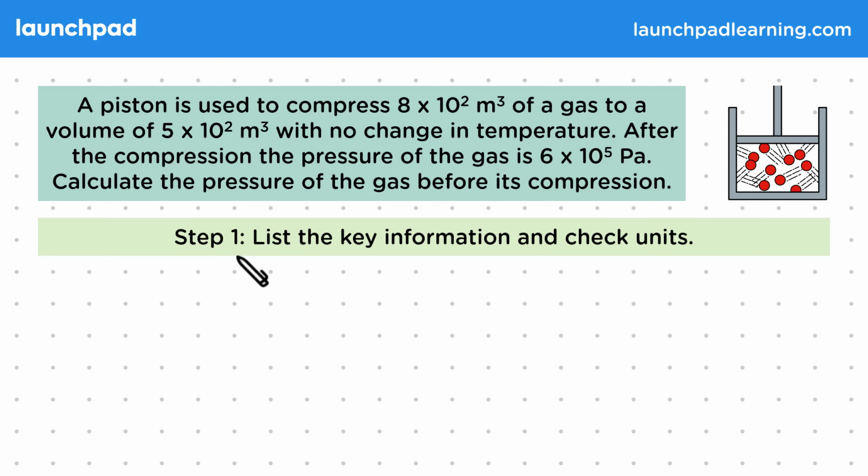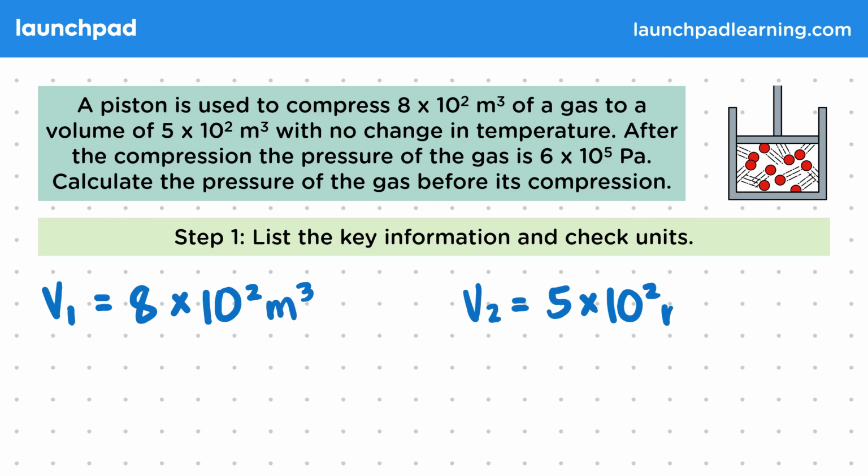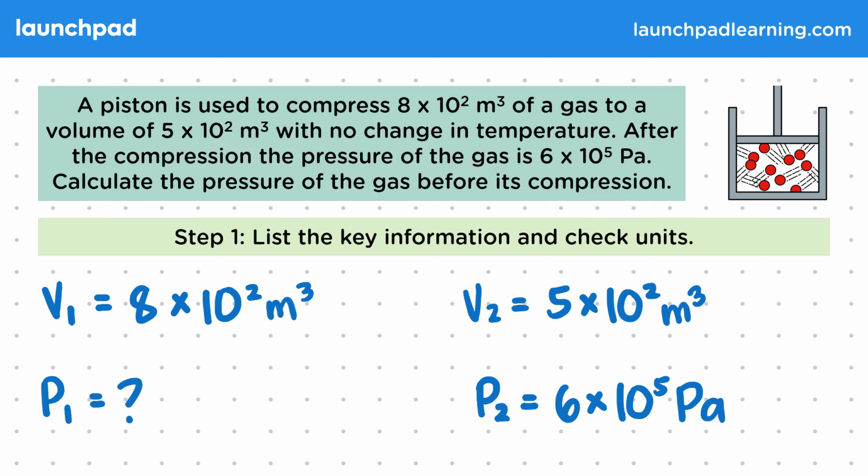For step 1, let's list the key information and check the units. V1 is equal to 8 times 10 to the 2 meters cubed. V2 is equal to 5 times 10 to the 2 meters cubed. And P2 is equal to 6 times 10 to the 5 pascals. We want to calculate P1. Remember that the 1s refer to before the compression and the 2s refer to after the compression.